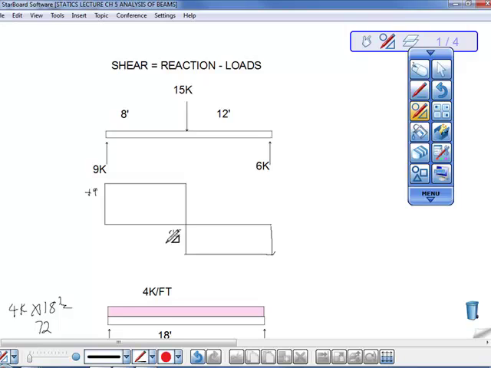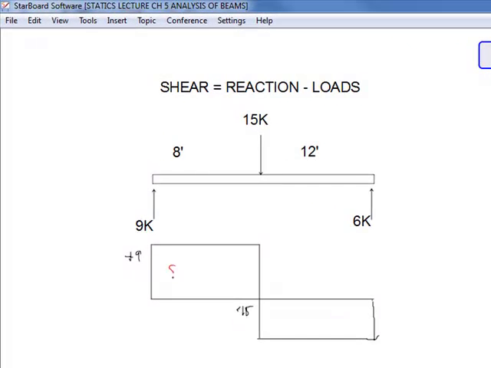So the moment is going to be equal to the area of the shear, and that's an easy way to figure it out. So this area here is plus 9, and it's 8 feet long. So what does that equal? 8 times 9. So on our diagram, this is way out of scale, but we'll measure up 72, and it's going to just be a straight line up there. That's your maximum moment right there.